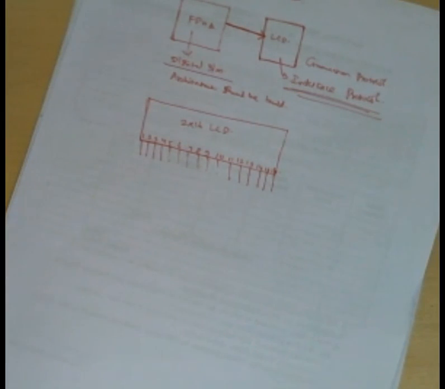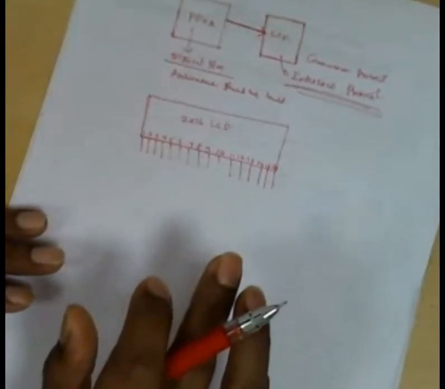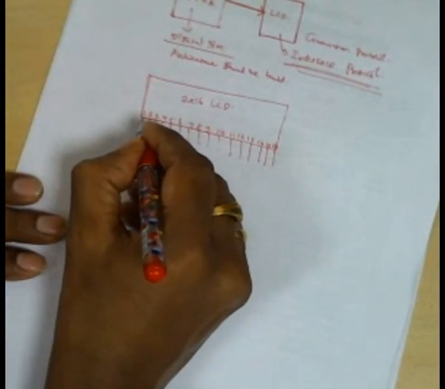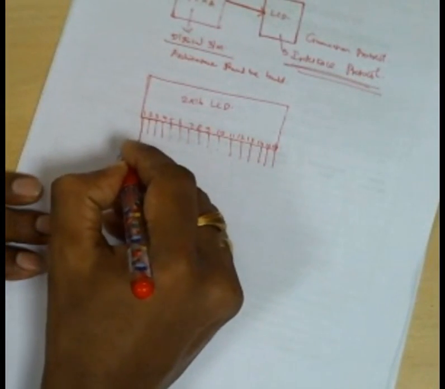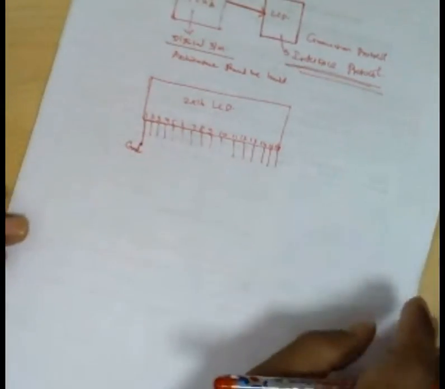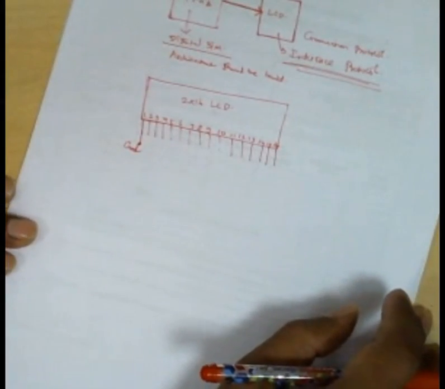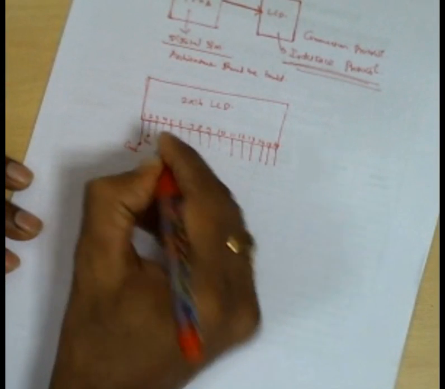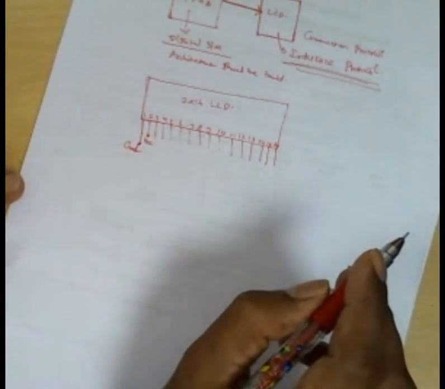Wherever you go for a peripheral interface, we should know what the pins there are, what is the use of those pins, and what is the description of those pins. That is the most important thing. So I am writing here: the first pin is the ground pin. Second pin is the VCC pin.